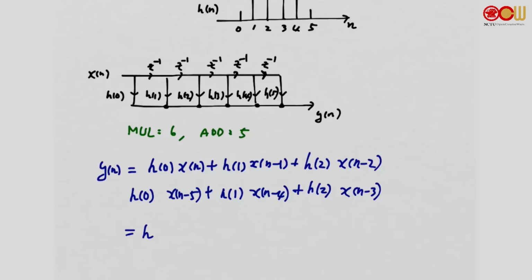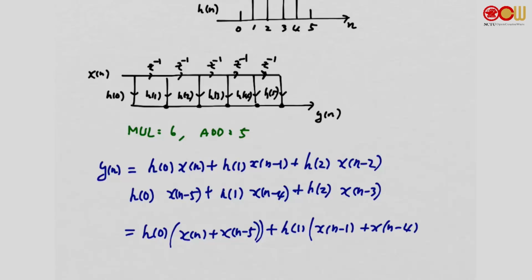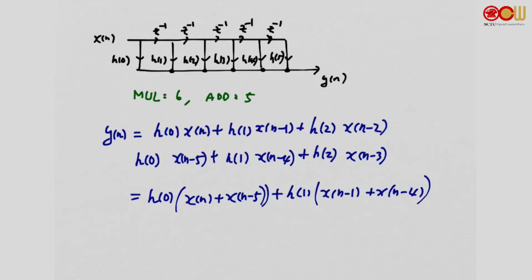So now we can combine like this. First we add x[n] and x[n-5] and multiply the sum with h0. And then we also have x[n-1] plus x[n-4], and the sum is multiplied with h1. And then we also have h2, where we have x[n-2] plus x[n-3]. And this will suggest another implementation for h.